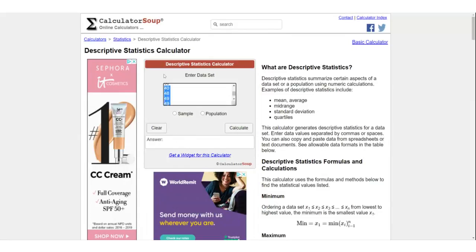I'd already put it in there. Anyway, you start out with it blank like that, and then once you've copied it, you can paste it in there. And now you have to tell it which one: sample or population. This was a sample, as I remember.